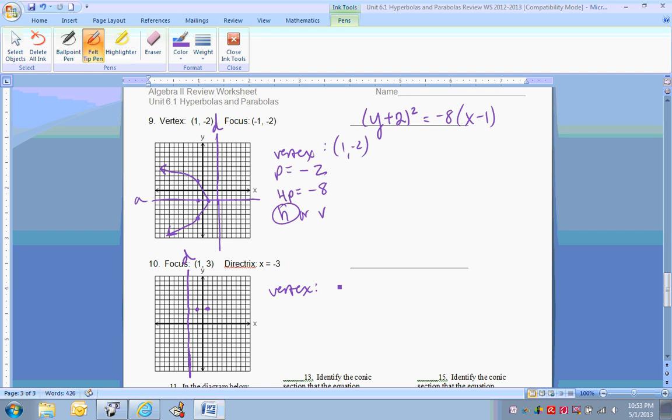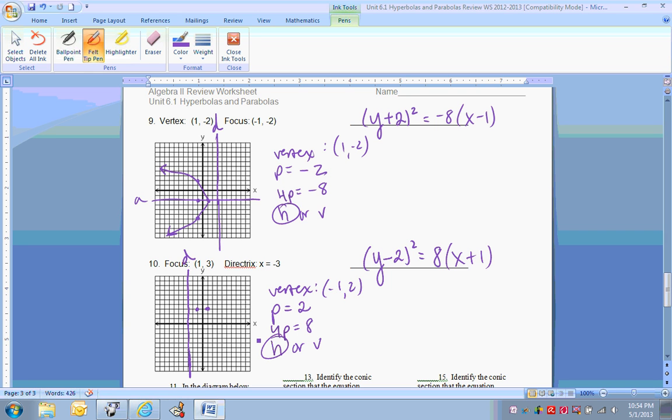Remember, that's one of our pieces of information we need to know. The p-value: since my focus is 2 to the right of my vertex, the p-value is +2, which means 4p is +8. And this is going to be horizontal because my vertex and focus are to the left and right of each other. So since it's horizontal, the y term is going to be squared, so it's (y - 2)² = +8(x + 1).